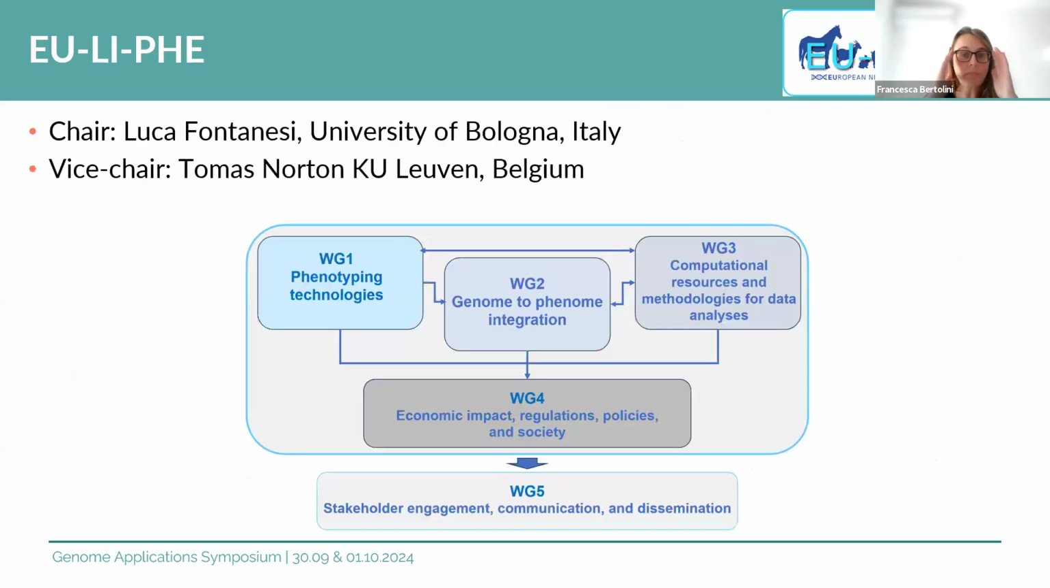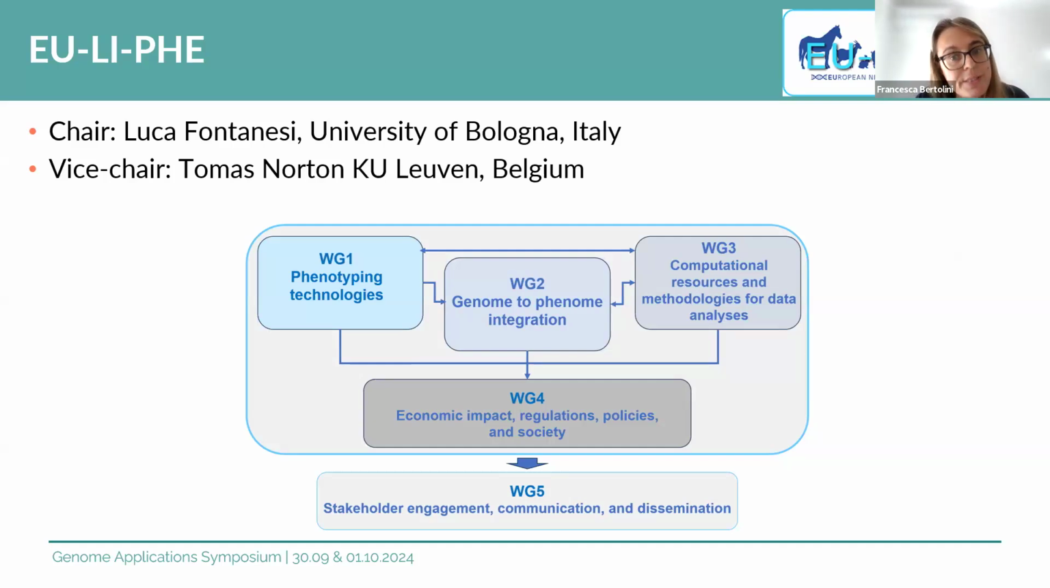This COST Action is divided into 5 work packages, where you can see work package 2, which I know a little bit more about. It is really the integration of all the phenotypes that are collected in group 1, so all the phenotyping technology, with the genomic information that we have. We talk about the majority of livestock, where the genome is very well known, well annotated, and genomic resources are plentiful.